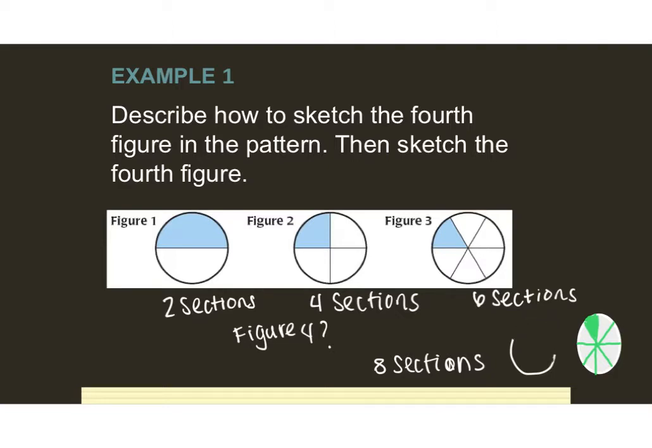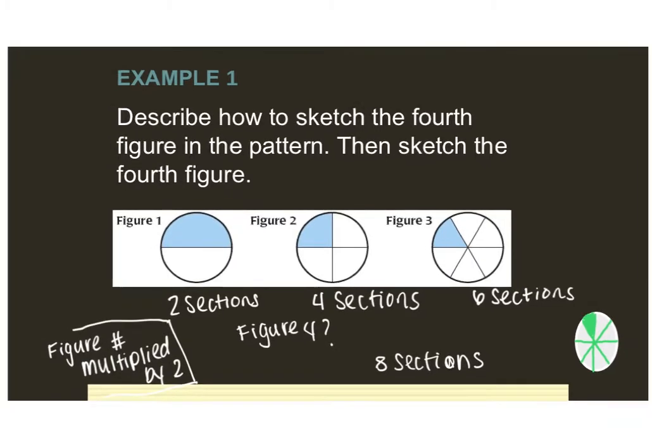Sorry, I'm trying to erase the other one so we don't get confused, okay? And how we sketched it is we noticed the pattern was the figure number multiplied by 2. And that's how many sections we had. All right.